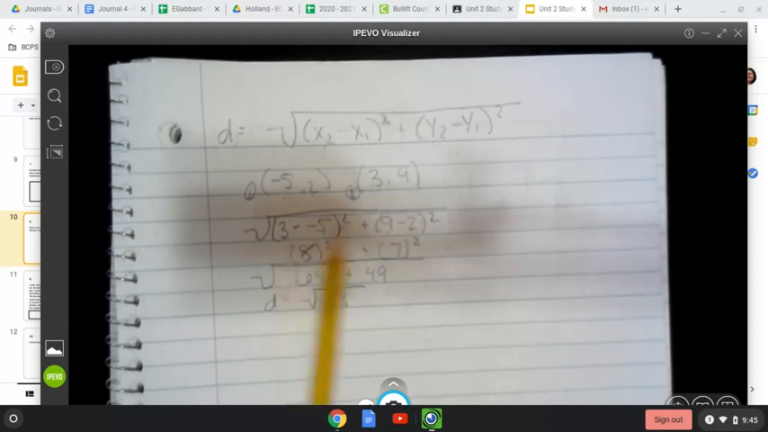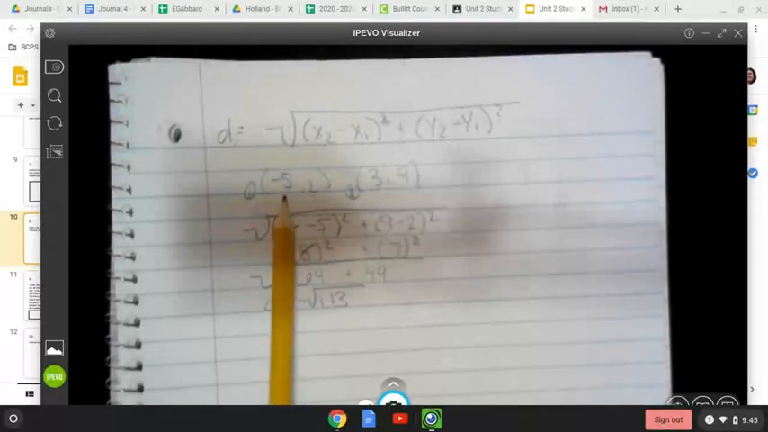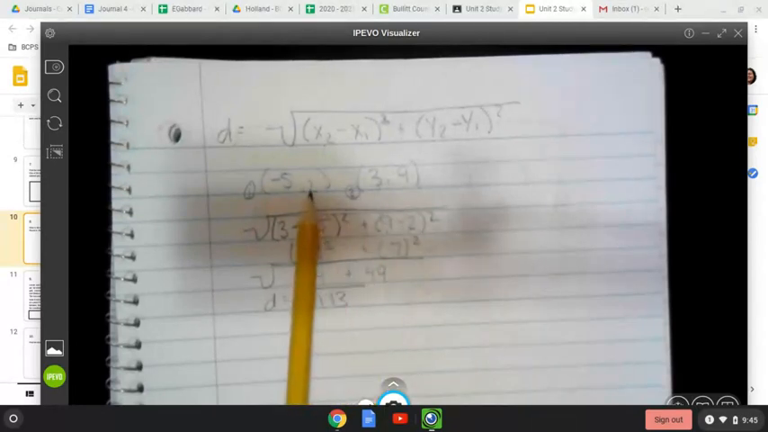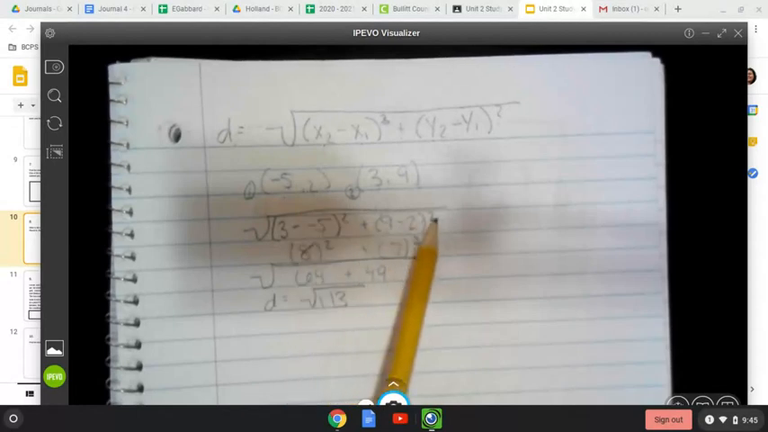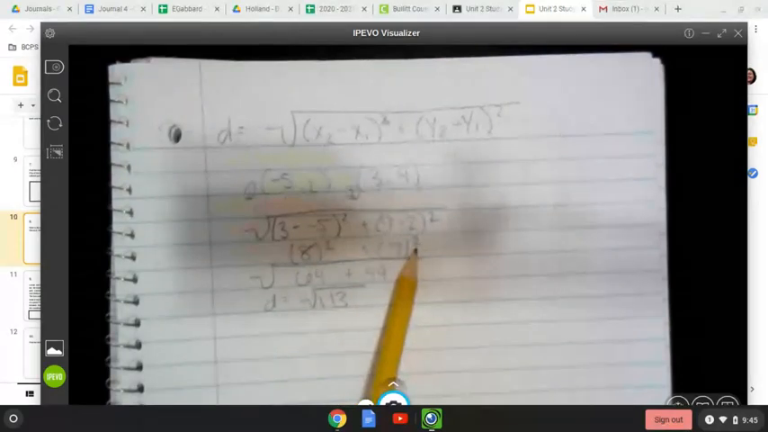So x2 minus x1, negative 5, bring that down here. And we're going to put our square, and we're going to do our y's, plus y2, right here, bring that down, 9, minus y1, which is 2 over here. And we're going to close that, and we're going to square it. So let's solve through. 3 minus negative 5 is like adding, so we get 8 squared. 9 minus 2 is 7, and we're going to bring down that square.